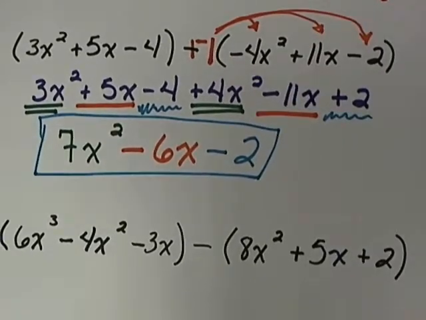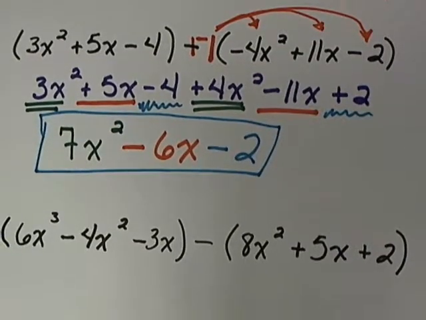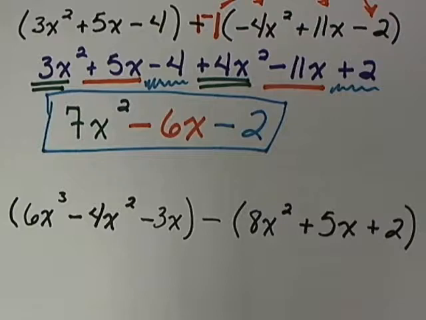Here's another problem. Here I have 6x cubed minus 4x squared minus 3x, and I'm subtracting the polynomial of 8x squared plus 5x plus 2. I would pause it now and see if you can work this one through yourself.